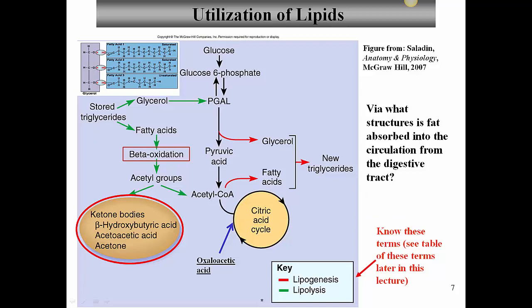The terms on the bottom of the slide here, lipogenesis, lipolysis, these were on pretty much the very first metabolic pathway chart I showed you. These are important for you to know. Lipogenesis, creation of new fat. Lipolysis, breakdown of existing fat.